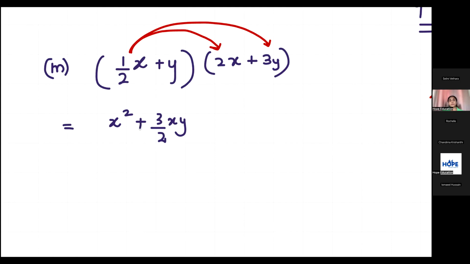Then y multiplied by 2x. Sorry, yes, y multiplied by 2x. The only number is 2, so I will write it as 2. x times y is xy. Plus times plus is plus. And finally, y multiplied by 3y. Number 3, so I will keep 3. y times y is y squared. Plus times plus, the answer is plus. Is this step clear to all of you? Thumbs up.